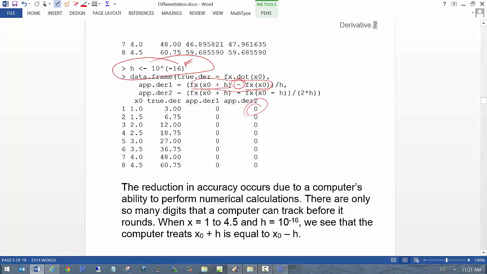And so you've got to be careful. Yes, you want to choose a small h, but you can't choose an h too small, because then you can have very big accuracy errors.